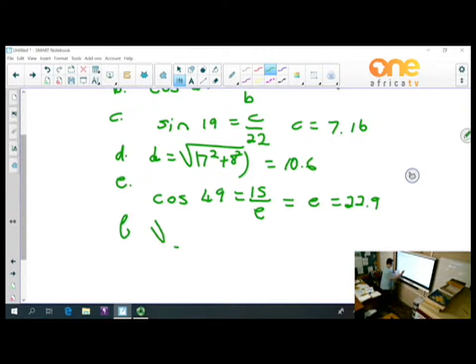Number F. There it's again Pythagoras, so it will be 25 squared minus 10 squared. So 25 squared minus 10 squared is equal to 22.9. Number G.